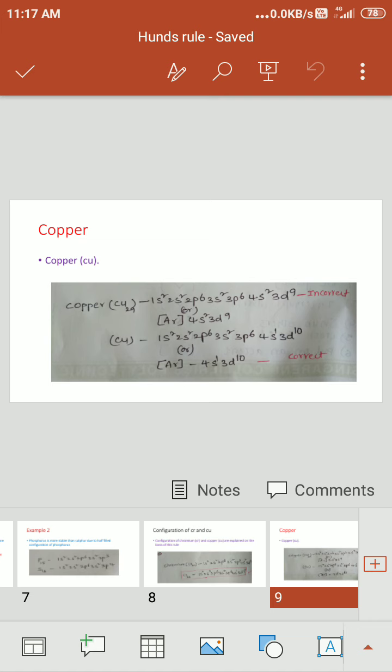Okay, we can write the electronic configuration by using inert gas elements also. For example, the nearest inert gas for copper is argon. Argon covers 18 electrons, hence we write argon 4s1, 3d10. Argon 18 plus 1 is 19, 19 plus 10 is 29. That is copper, 29. So these two, chromium and copper, show the anomalous configuration. Okay, right. So this is about Hund's rule. Okay, right. Thank you.